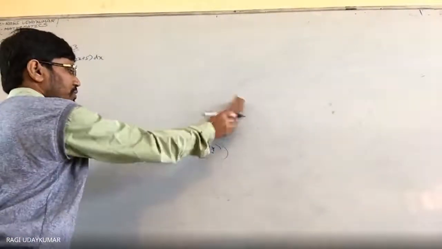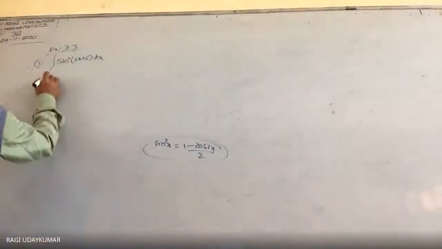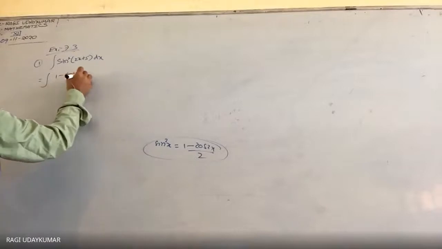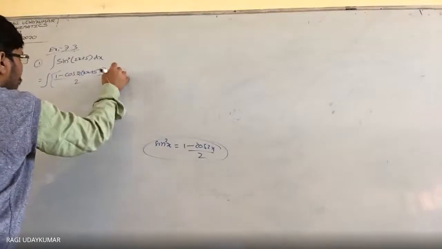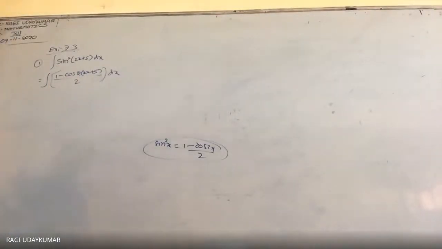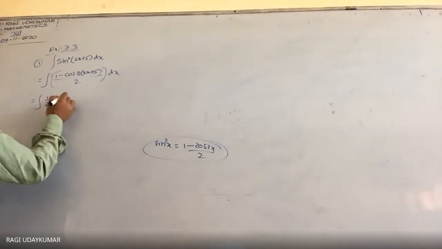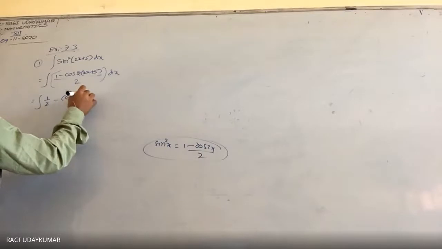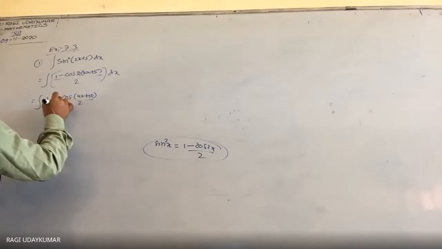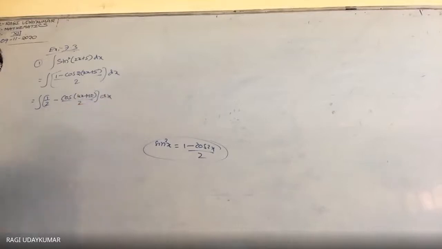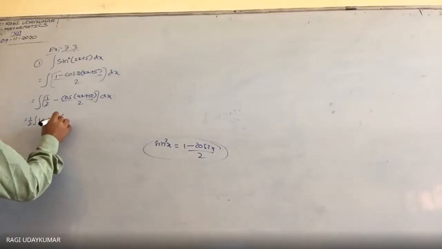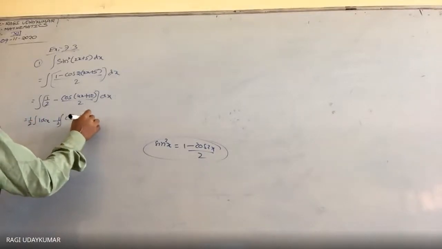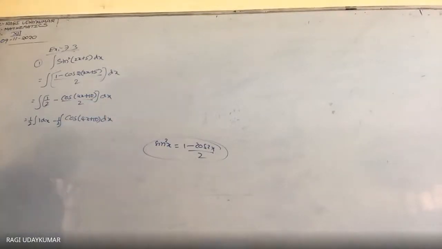Sine square x is equal to (1 minus cos 2x) by 2. In place of x, we have 2x plus 5, so it becomes integration of (1 minus cos(2(2x plus 5))) by 2 dx. Multiply that 2 inside: integration of (1 by 2 minus cos(4x plus 10) by 2) dx. Integrate separately: 1 by 2 of integration of 1 dx minus 1 by 2 of integration of cos(4x plus 10) dx. And 1 by 2 of integration of 1 dx is equal to x by 2.